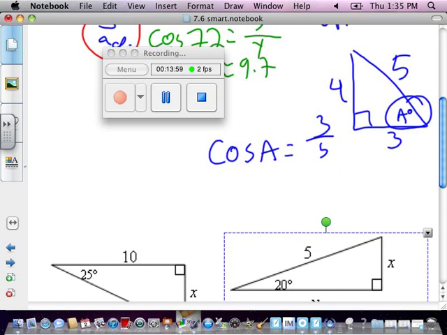3/5. So you simply take your calculator out, push second cosine, in parentheses 3 divided by 5. And you should get 53.1. So the angle A is approximately 53.1. It's a Pythagorean triple.